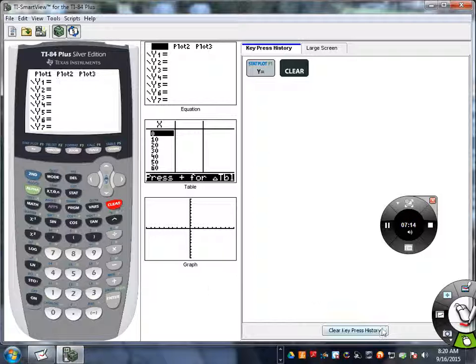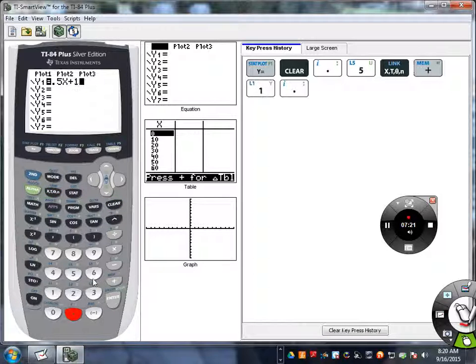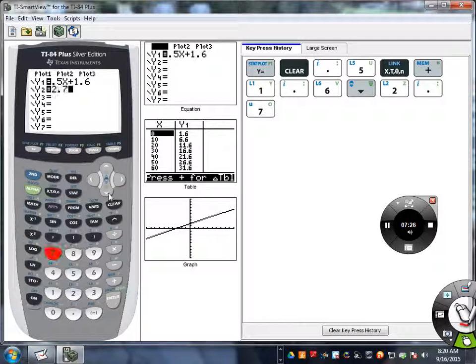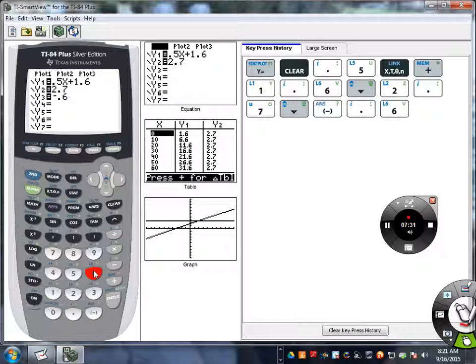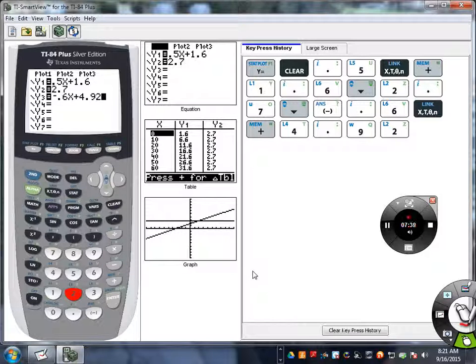0.5x plus 1.6. 0.7. All right, so make sure that you type in the 3 equations that we have.